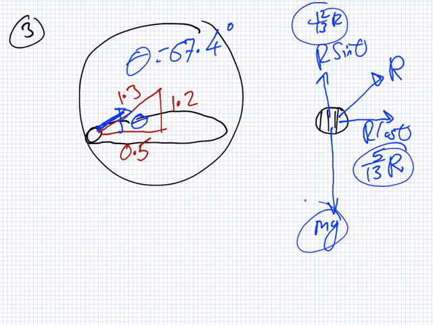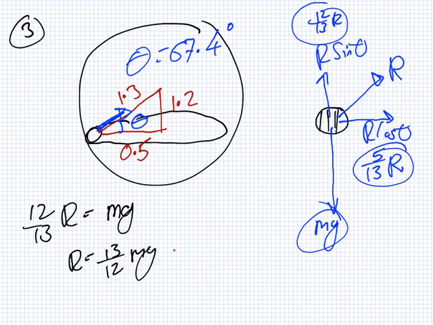How is it 5/13? That's just cos the angle. It works out to be that. Like if you type in sine of this angle, it'll be 12/13. So you know that 12/13 or, what should that equal? That should equal mg. So then or equals 13/12 mg. We're good with this? Yes.